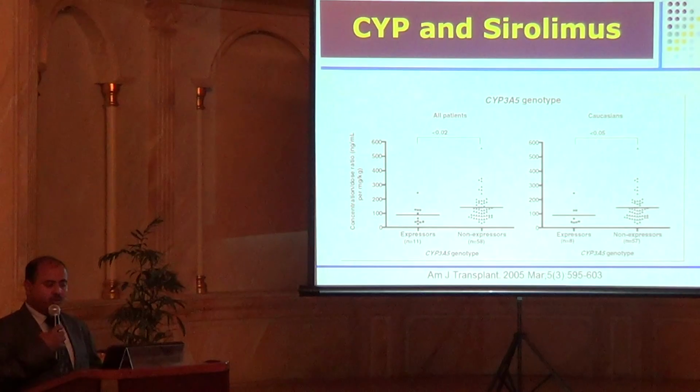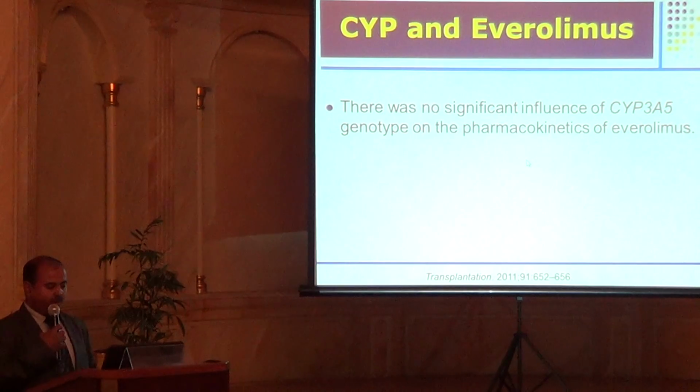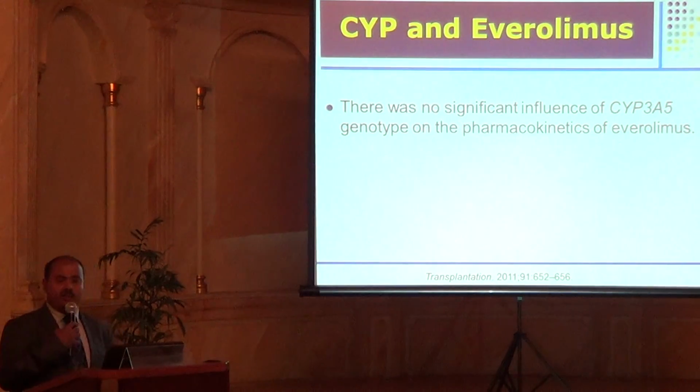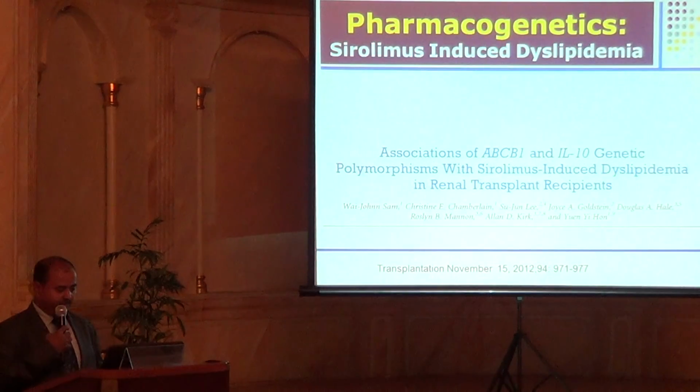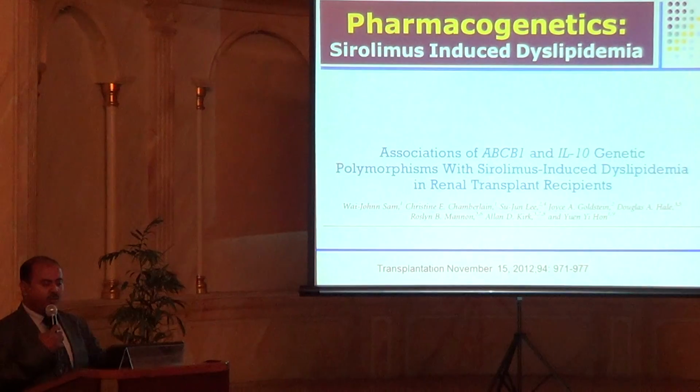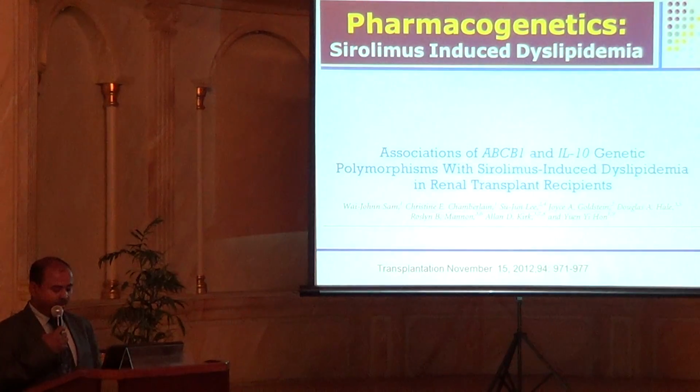The reaction of cytochrome P system with sirolimus, here you can find the expressor, the level is low, the same, whether you are dealing with all patients or Caucasian patients, but there was no significant influence of cytochrome genotype on the pharmacogenetics of everolimus in this study. This is the effect of genetics on pharmacodynamics.